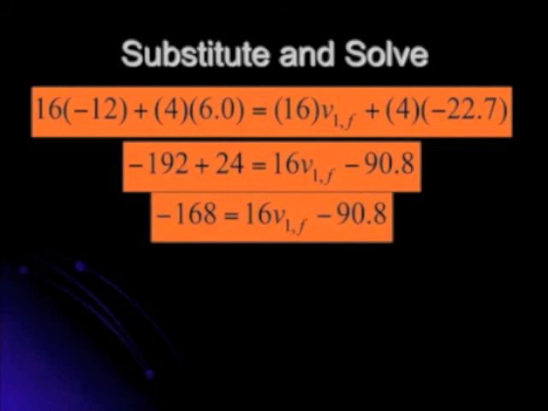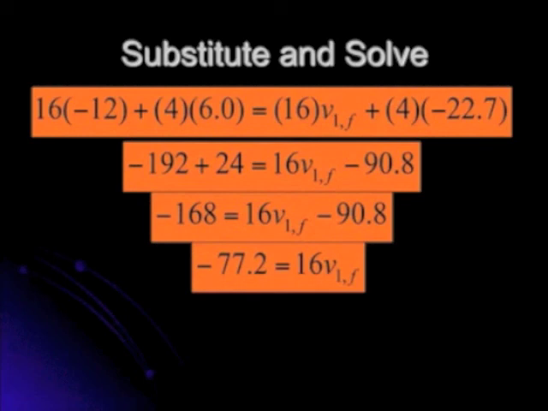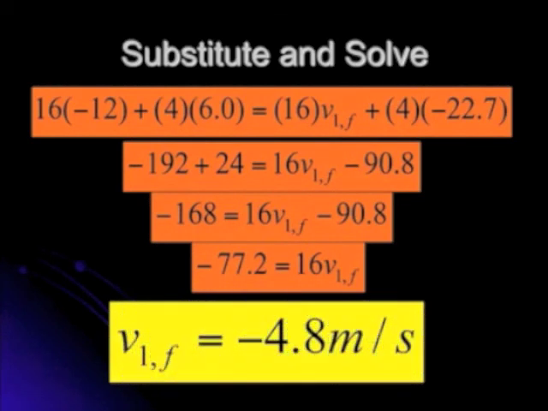Okay, I'm going to collect on the left side, so I add those together and I get negative 168 equals 16 times velocity minus 90.8. I'm going to add 90.8 to both sides. I get negative 77.2 equals 16 times velocity, and then I'm going to divide both sides by 16, and I get negative 4.8 meters per second. So that is the final velocity for the canoe. It's negative because the canoe is going to still be moving to the left after the collision.